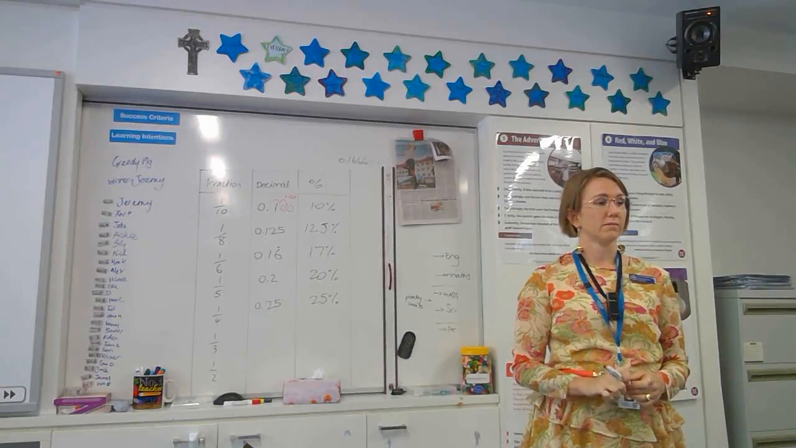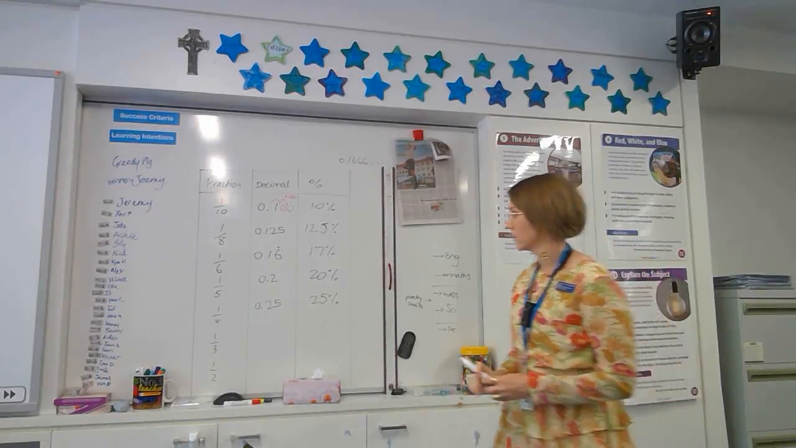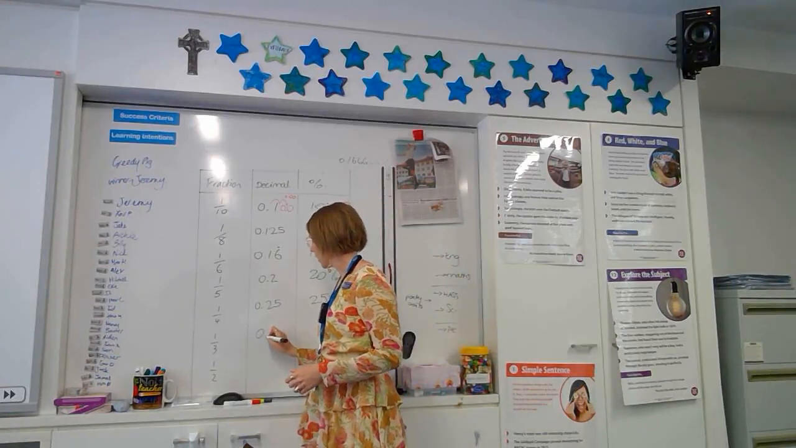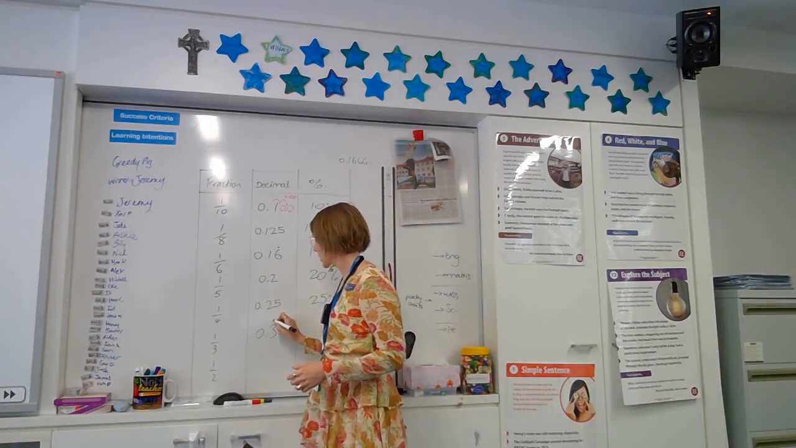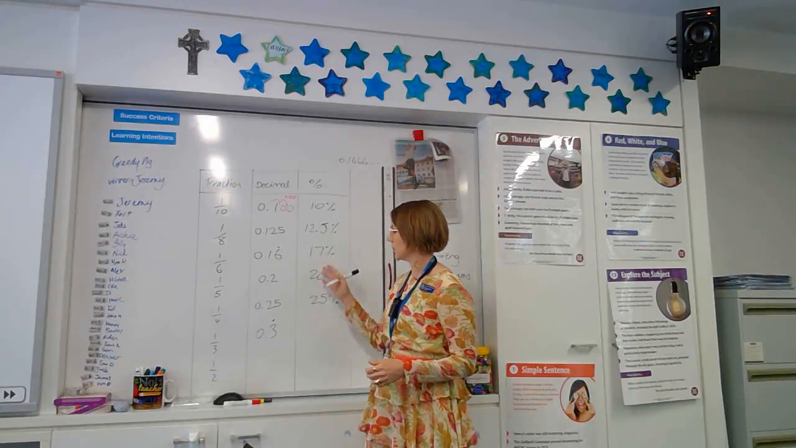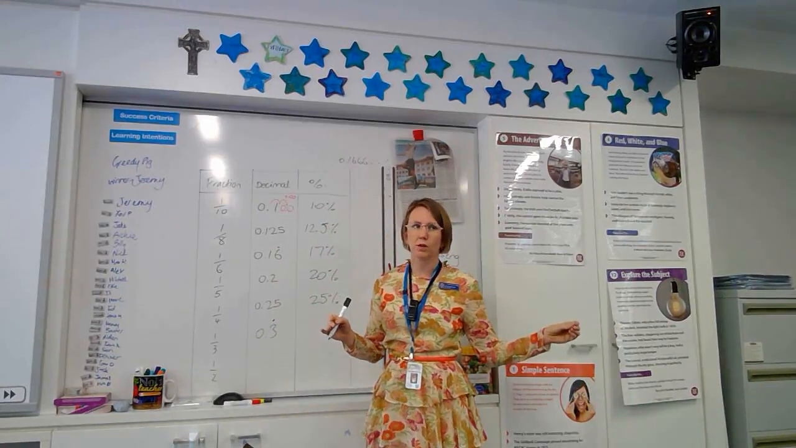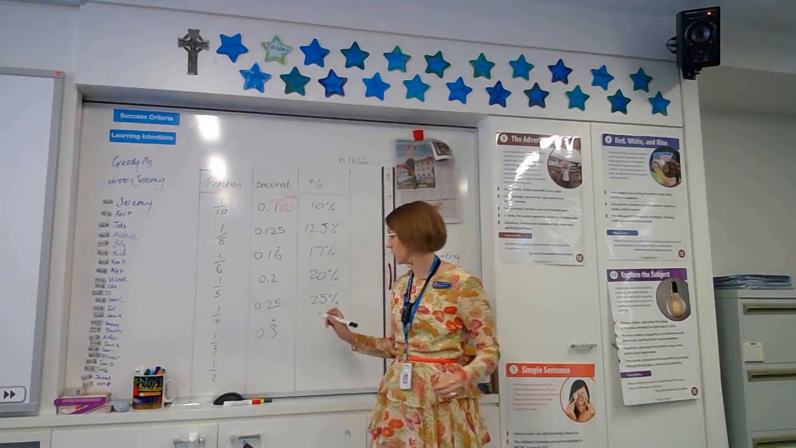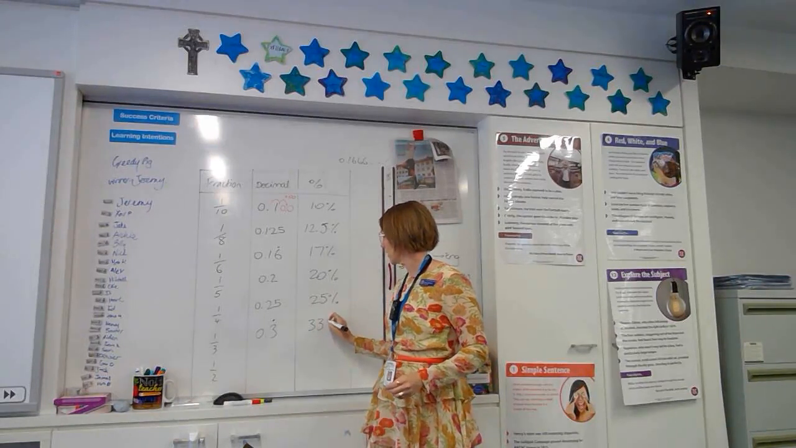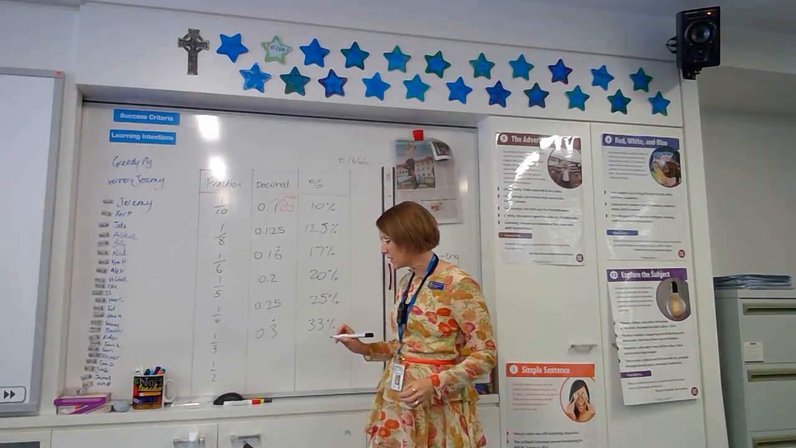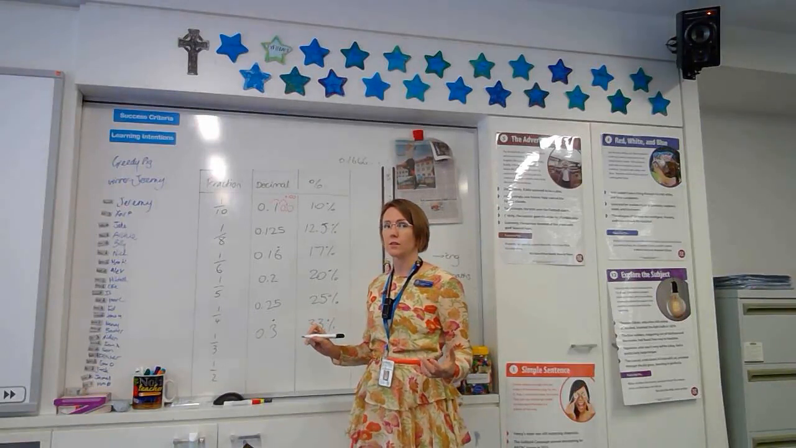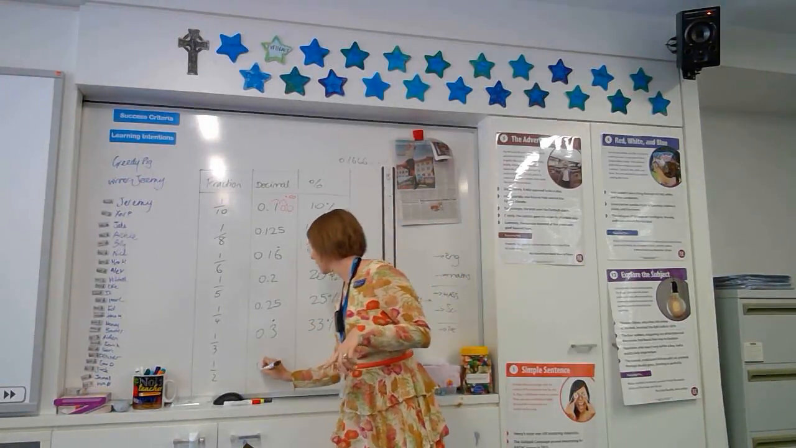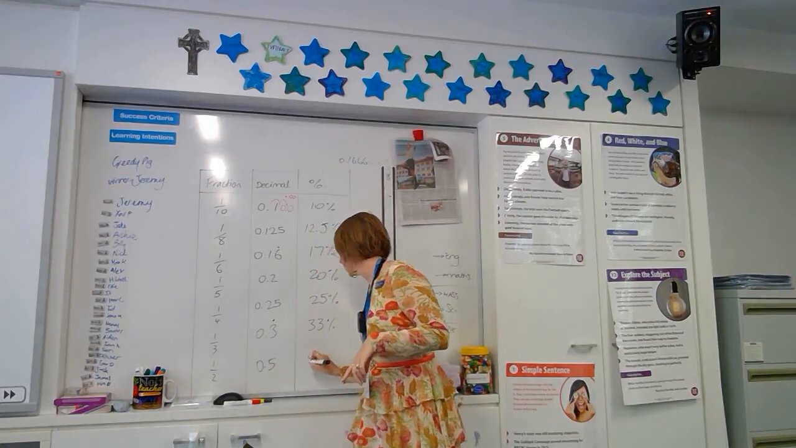Okay. Jeremy? 0.33. Yeah. So it's a third. So 0.3 repeated. So same as what I did up here. If I was to round that, because it's a 3, I would round down, so it's going to be 33%. And then a half, of course, is 0.5, which is 50%. Awesome.